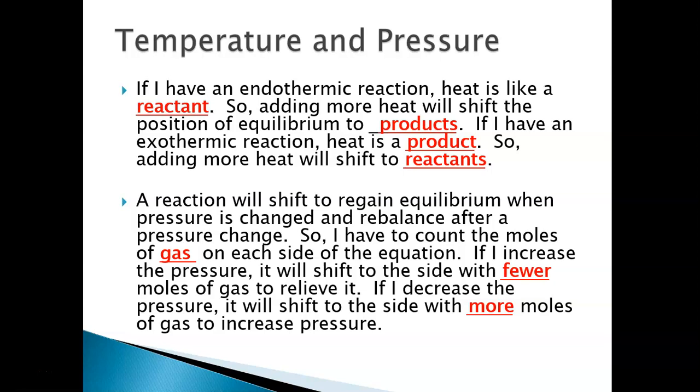Now, if there's no gas in the equation, it's not going to have an effect. And if there's the same number of moles of gas on each side of the equation, changing pressure will not have an effect.